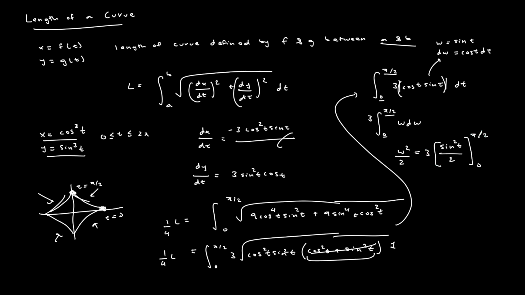At pi over 2, sine squared is 1, so we get 3 over 2, and at 0, sine is simply 0, so our answer is 3 over 2 times 4. If I multiply this by 4, I get 6. So that's the length of the curve defined by the parametric equations. That was an application of integrals with parametric equations. Hopefully this, along with me covering how to find the derivatives, helps deal with calculus and parametric functions.